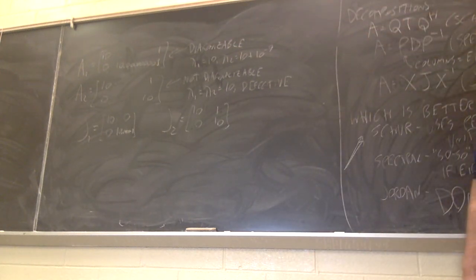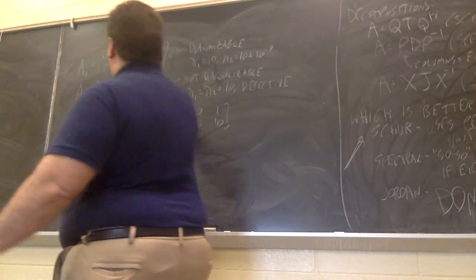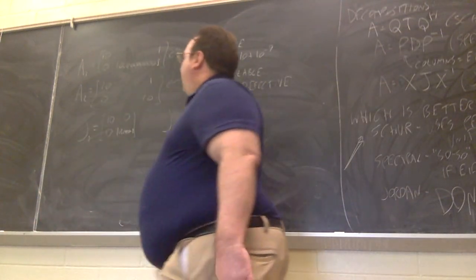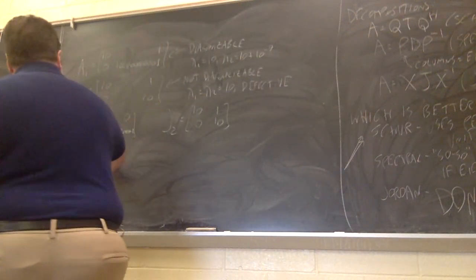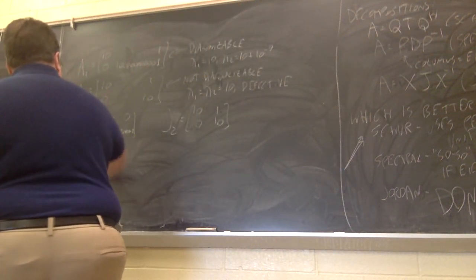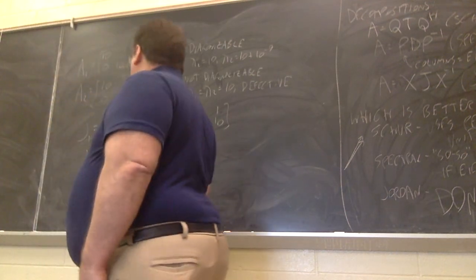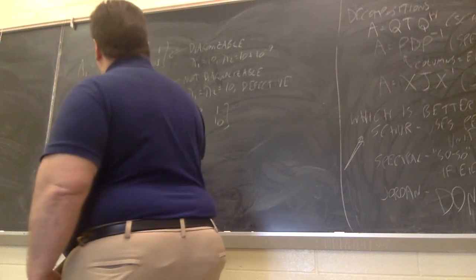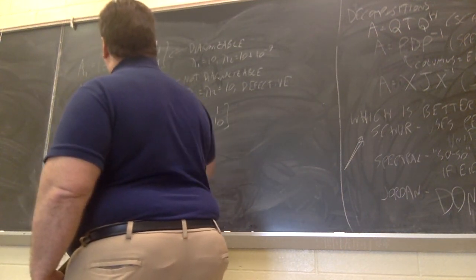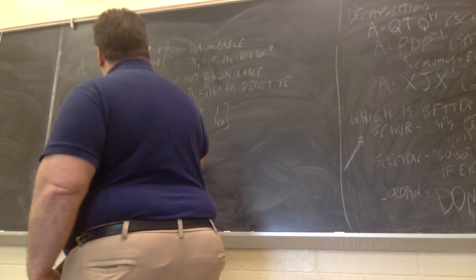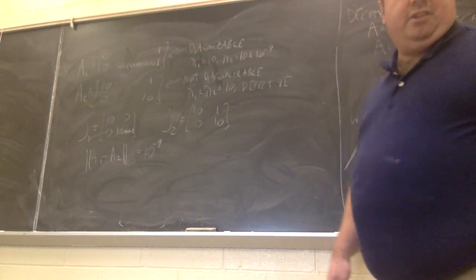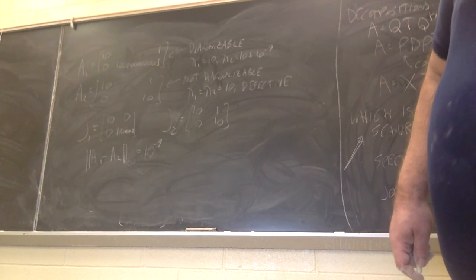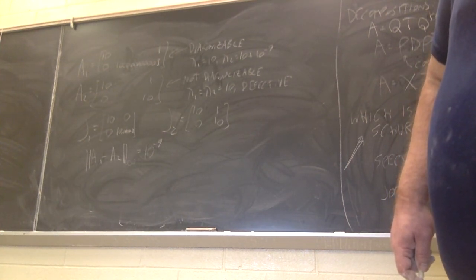So, where do we see a significant disparity? Notice the two original matrices are extremely close to each other. So A1 minus A2, if I were to take the infinity norm of that, well, all the entries are the same except for the 2,2 entry. So it's 10 to the minus 9. So A1 minus A2 is extremely small.